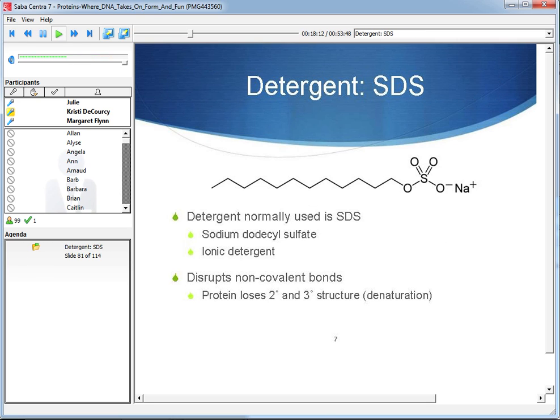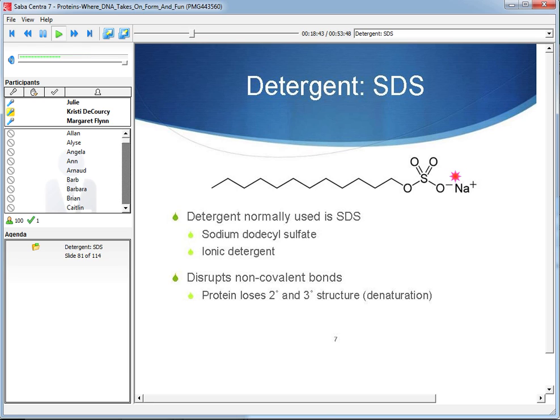The next thing we'll talk about is that there is a detergent in the sample buffer, and the one that is normally used is SDS. It's sodium dodecyl sulfate, and this is a really commonly used detergent class. If you look at anything in your household that suds, it'll have either sodium dodecyl sulfate or sodium lauryl sulfate, something like that in it. So it's an ionic detergent. There's this nice big charged O at the end.